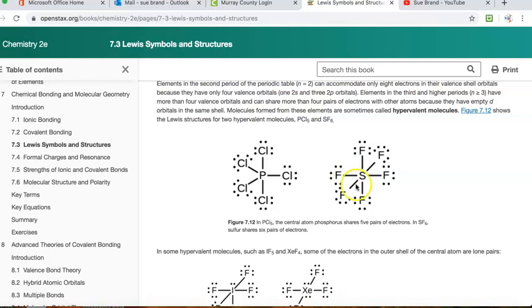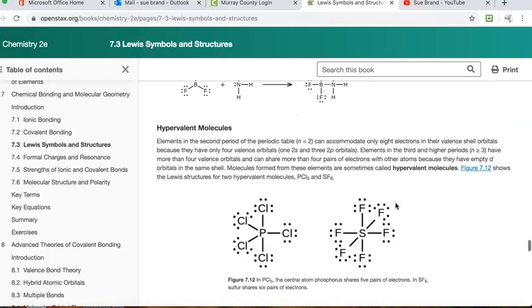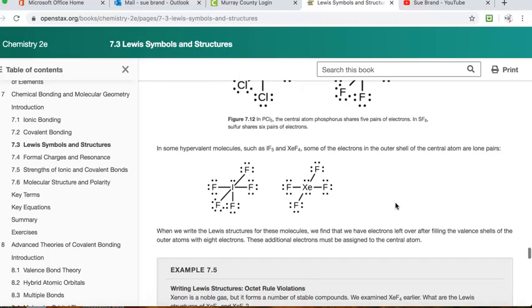Same thing for sulfur here. If SF6 is the formula, sulfur is going to have 2, 4, 6, 8, 10, 12 valence electrons instead of 8. And again, that's because it's possible for the central atom to have more than 8 or less than 8 electrons around it. It doesn't happen often, but it does happen.